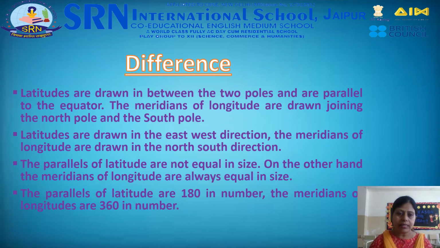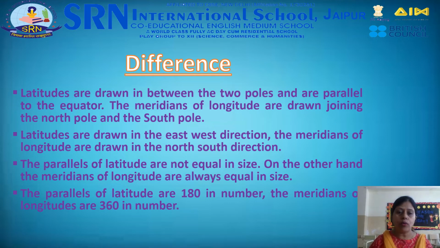Now understand the difference between latitude and longitude. Latitudes are drawn in between the two poles and are parallel to the equator. The meridians of longitude are drawn joining the North Pole and the South Pole. Latitudes are drawn in the east-west direction. The meridians of longitude are drawn in the north-south direction.